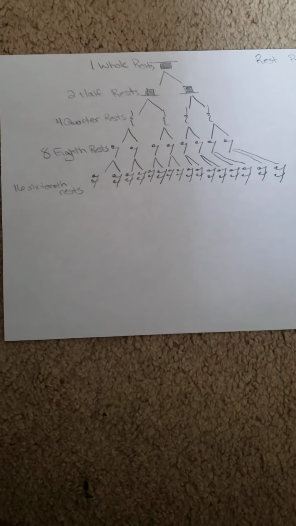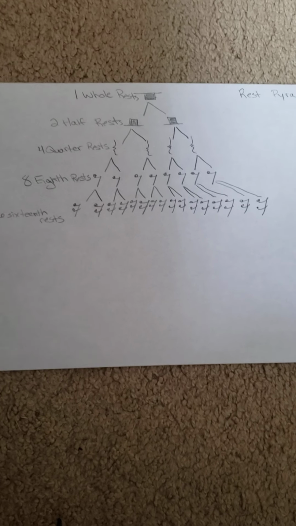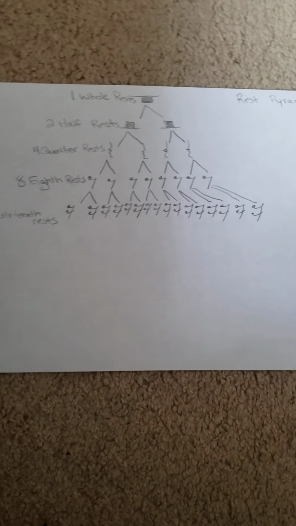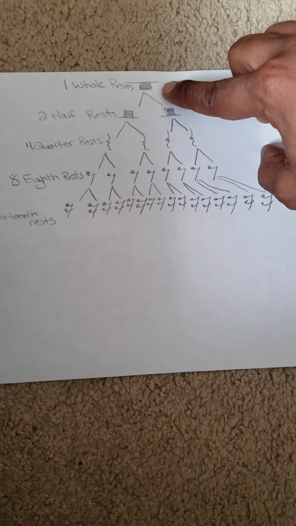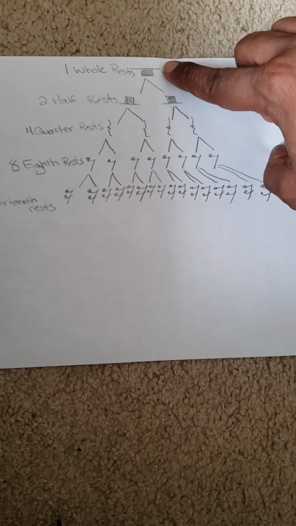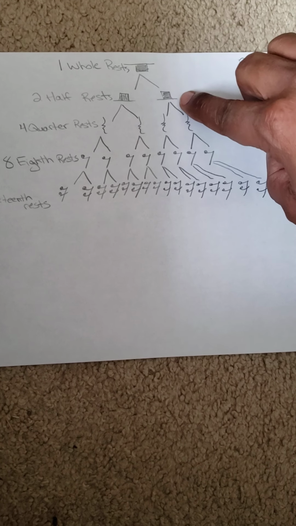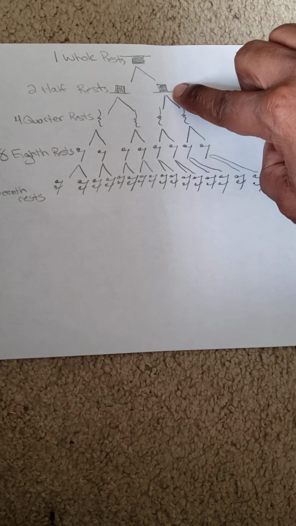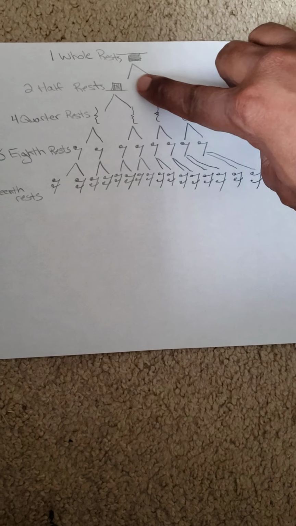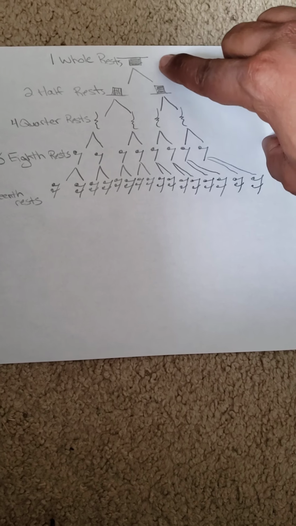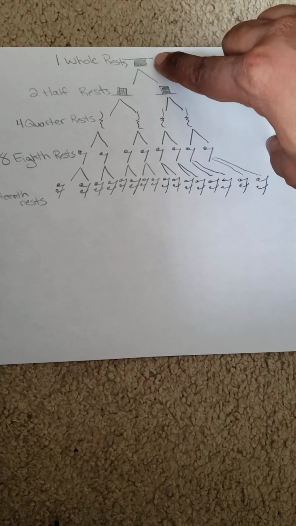Now on this side, you have the rest pyramid. Kind of looks like the note pyramid, but instead of the notes, we substituted the rests. The whole rest is at the top, just like the whole note had 4 beats. The whole rest has 4 beats of silence. When we break that down to the next level, 4 broken down in half would be 2 sets of 2. 2 half rests. You see how the top hat is now right side up. 2 half rests equals 1 whole rest.